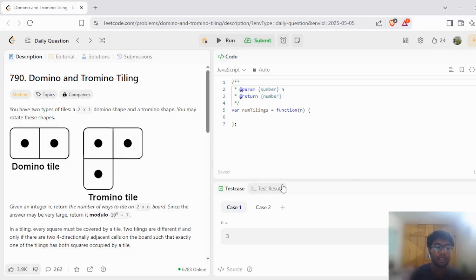Hello everyone. Let's look at today's Leetcode problem 790.